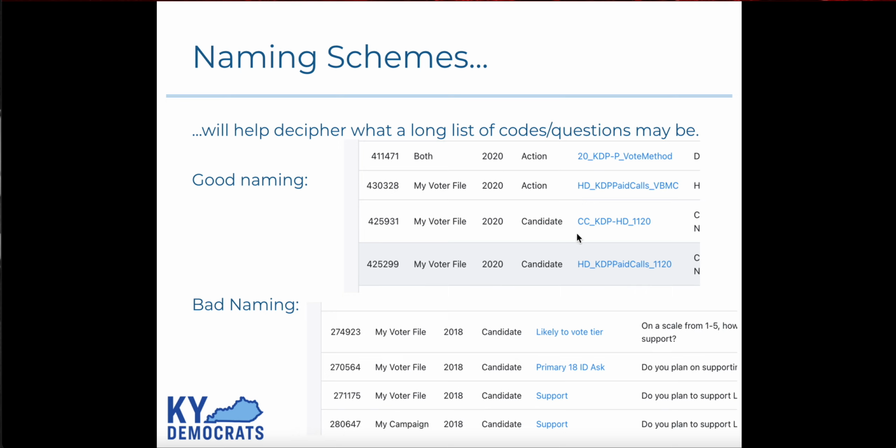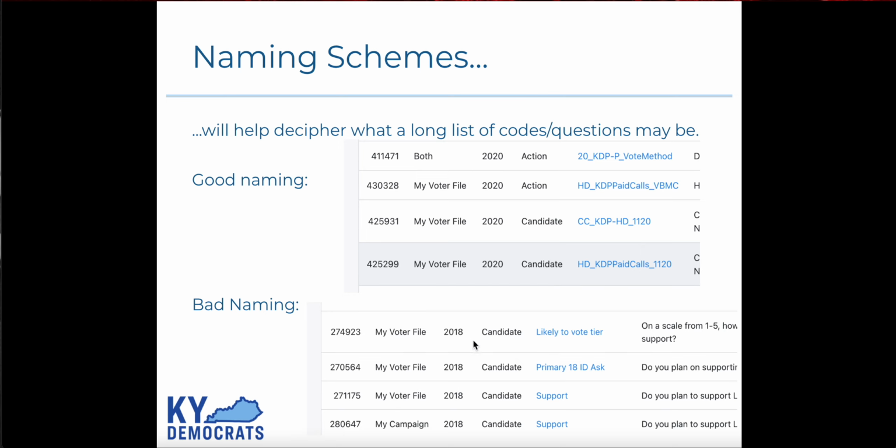20 CC KDP HD 1120. These were texts that we did with the McGrath campaign for House candidates. And then what we see down here, KDP paid calls 1120. These were just paid calls that we put in.